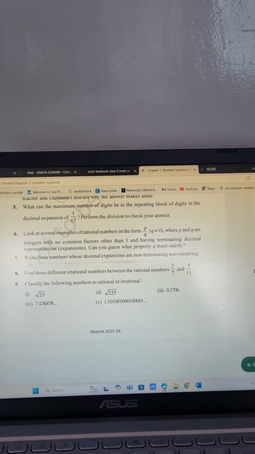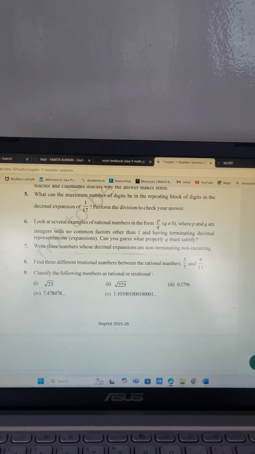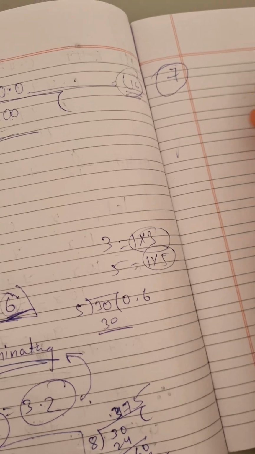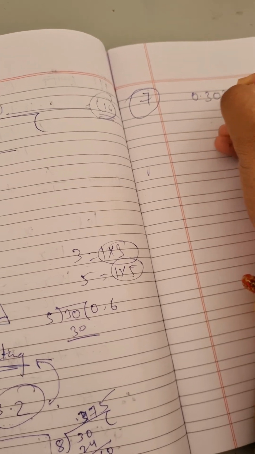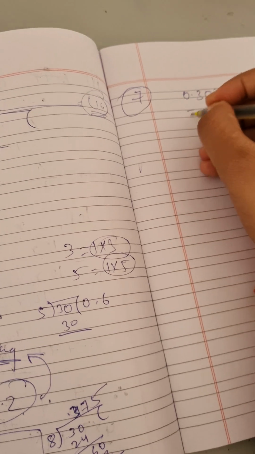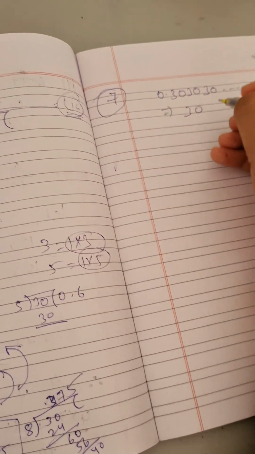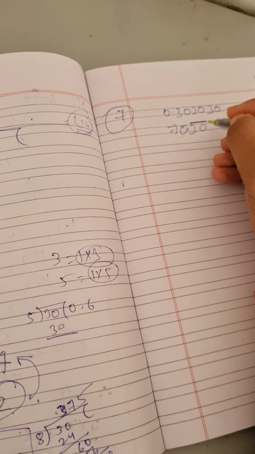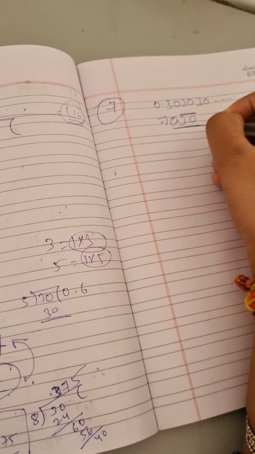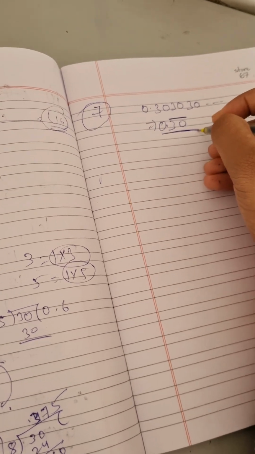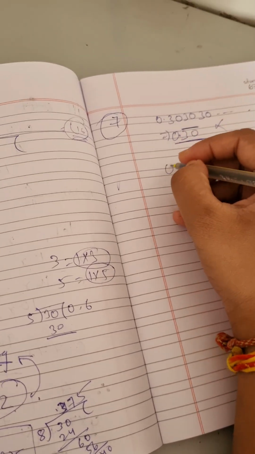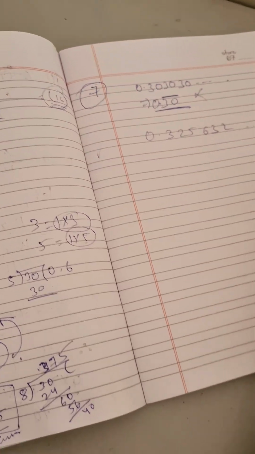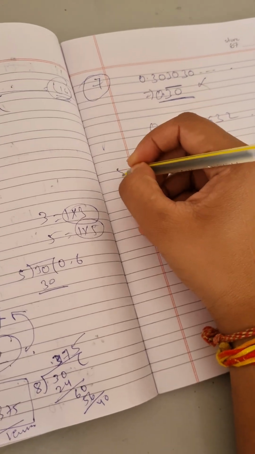Write 3 numbers whose decimal expansions are non-terminating, non-recurring. Non-terminating, non-recurring decimal numbers. So we can write like 0.303030 and it goes on. This is non-terminating, it is continuous, but it is repeating. So we have to write in the form of non-terminating, non-recurring, so this is not the one. We will write 0.325632 and it goes on. Like that you can give 2 more examples, right?